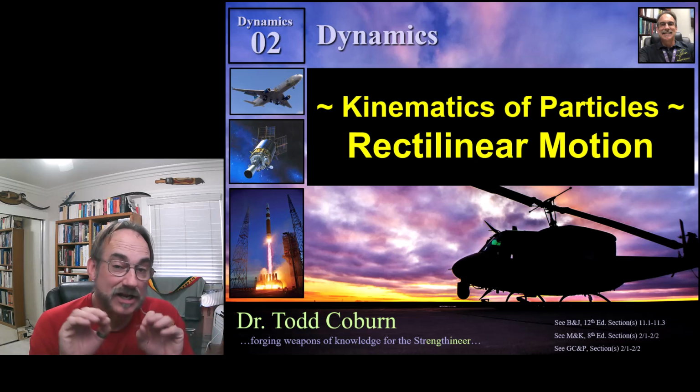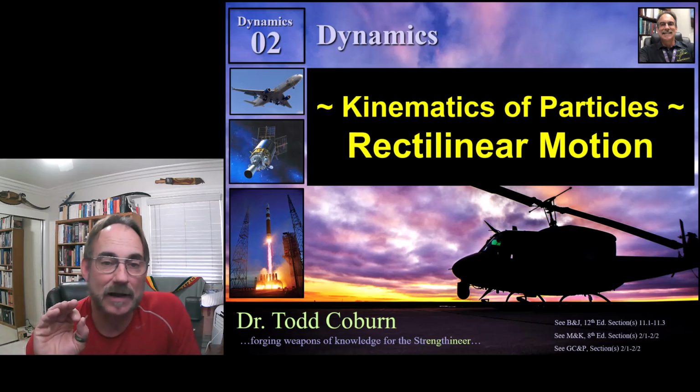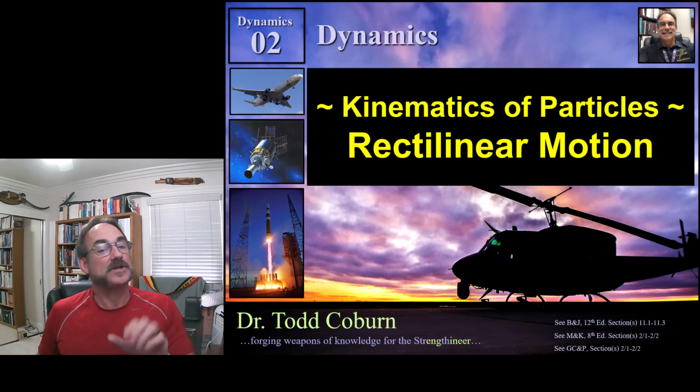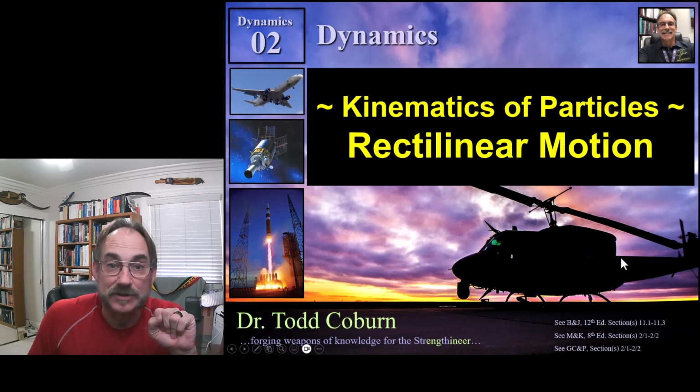Meriam and Craig is actually a good book. It doesn't have quite as many tricky problems as Beer and Johnson. And Gray, Costanzo, and Plesha has some really key insights in a few sections I've found. So these books can help you if you need more help. Let's take a look at the primary principles.